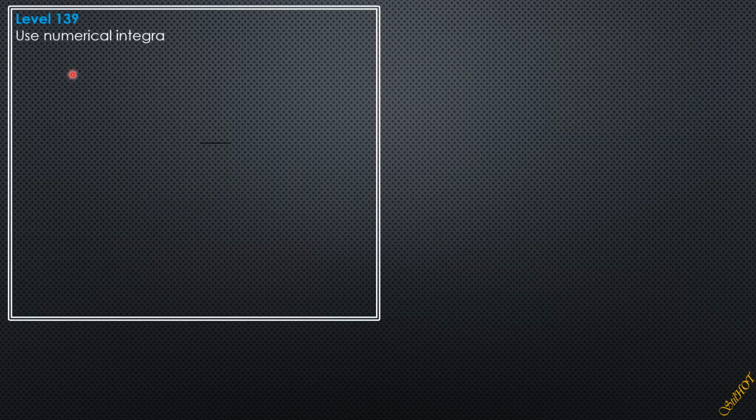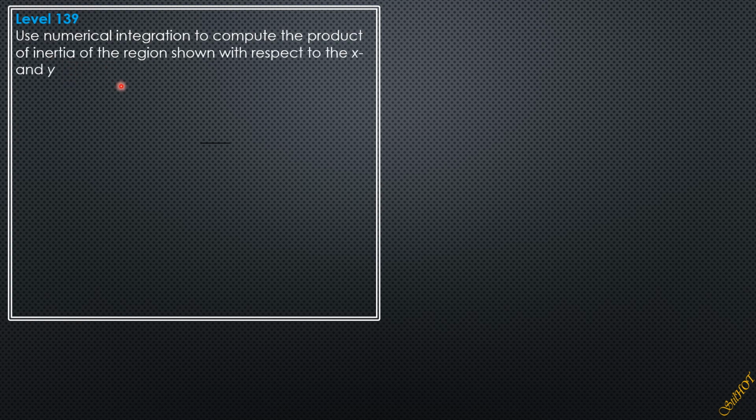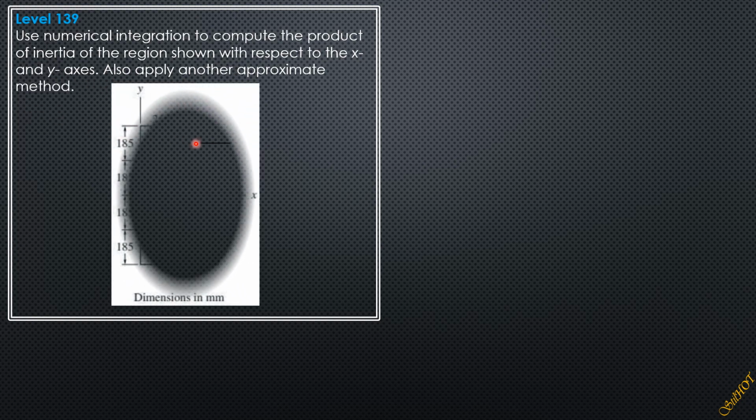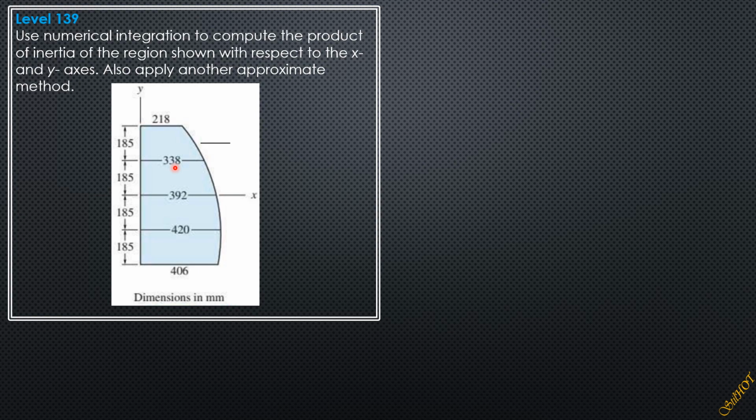Level 139, use numerical integration to compute the product of inertia of the region shown with respect to the x and y axis. Also apply another appropriate method. So this is first by Simpson's one-third rule. Product of inertia, integral of ixy dA.